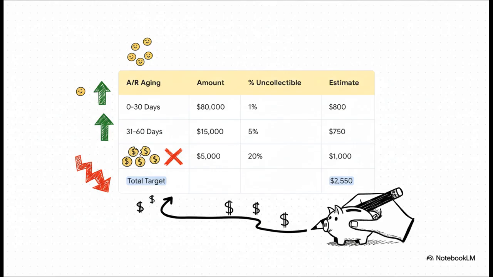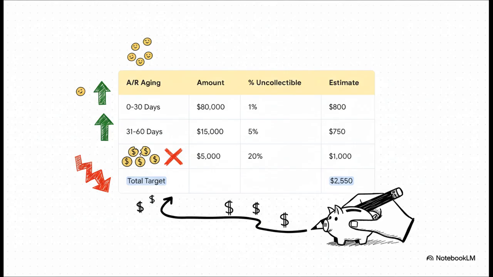Now, as a manager, this tells you something. Maybe your collections department needs to get more aggressive with those older accounts. By summing up the estimates for each bucket, the $800, the $750, and the $1,000, we determined that to accurately value our receivables on the balance sheet today, we need a total credit balance in our allowance account of $2,550.